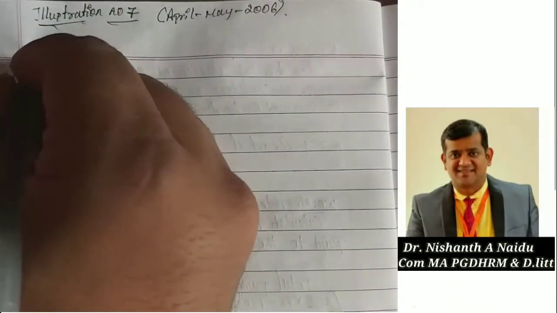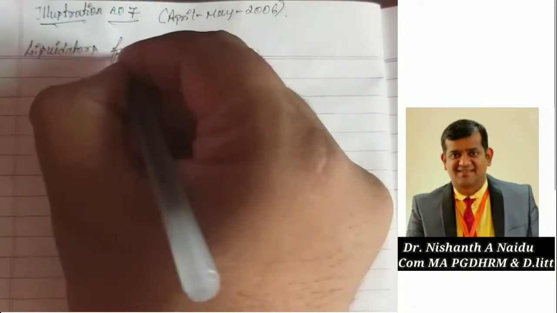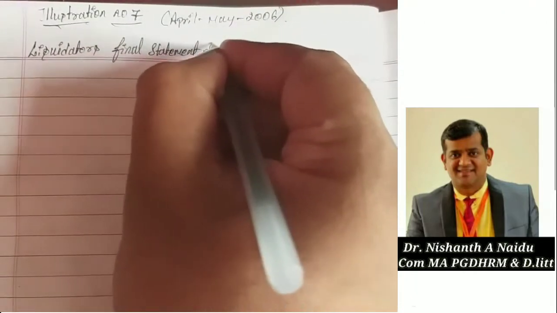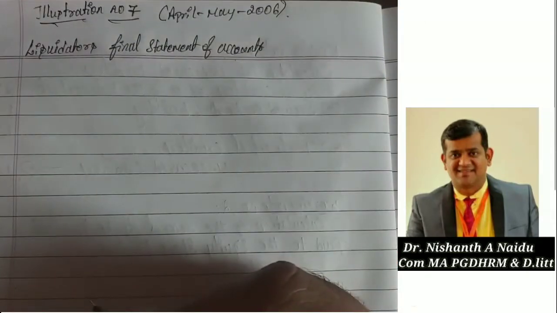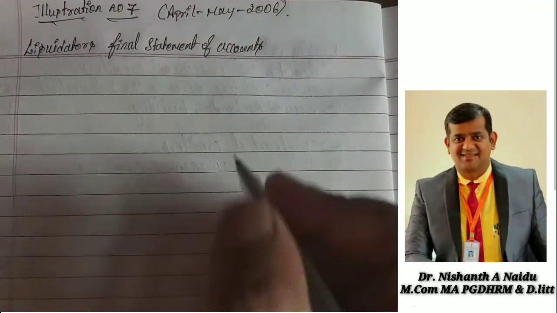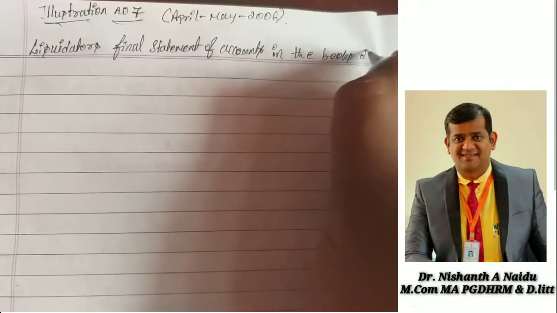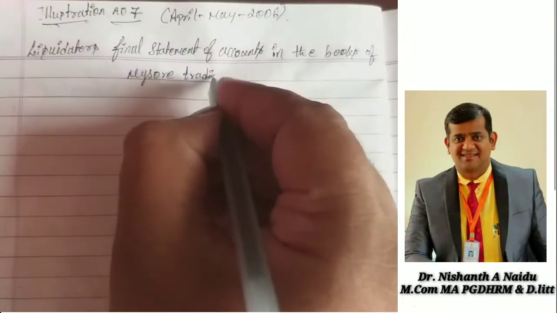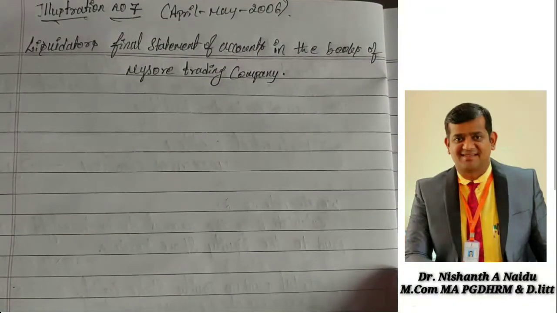Let us give the title: Liquidator's Final Statement of Accounts in the books of Mysore Trading Company. So you can write that: in the books of Mysore Trading Company. So this is the heading.